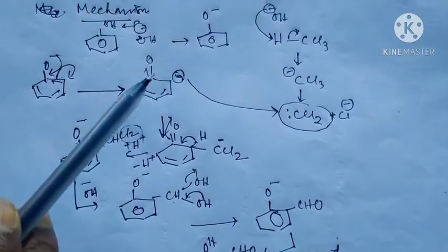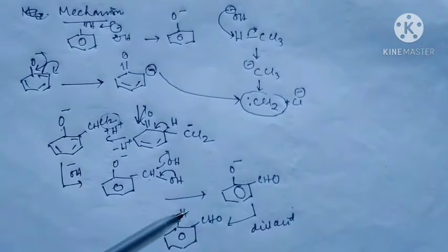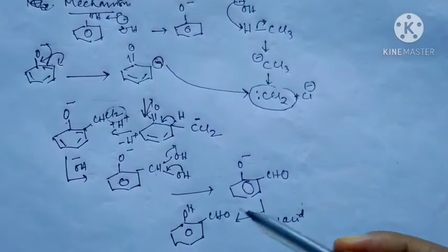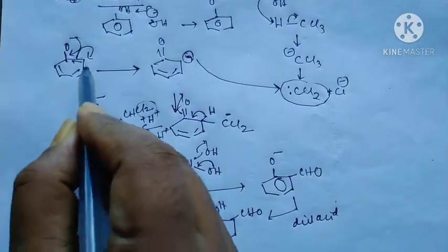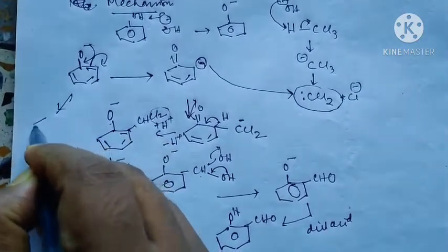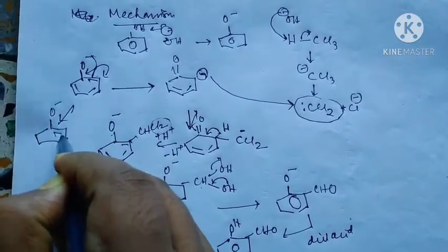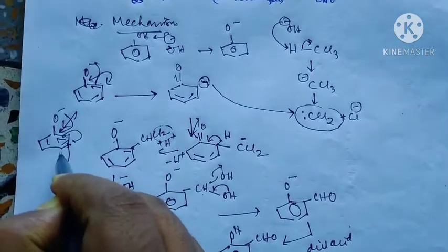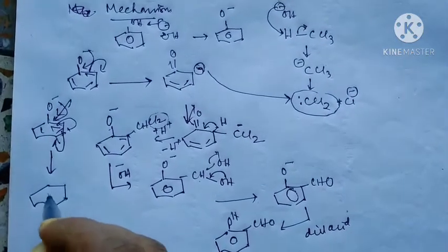Actually here is the mechanism where the ortho position, this is how the CHO gets its entrance in the ortho position. And whenever in this ion the minus takes place from here to here, then the para position will get attacked.